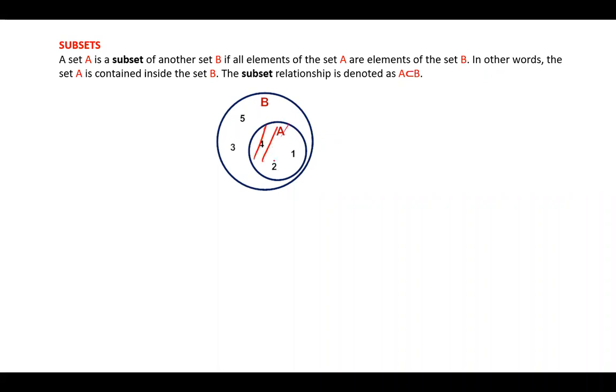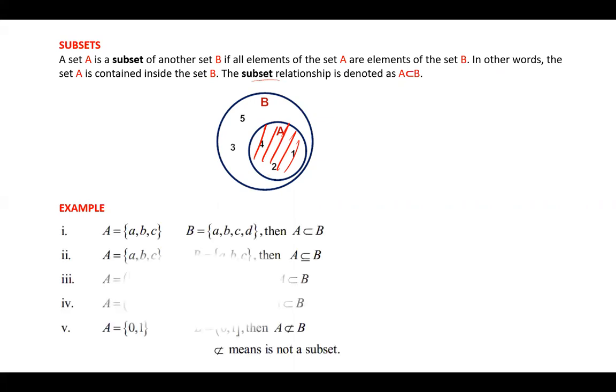All right, so subsets. Let's define this in terms of A and B. A set A is a subset of another set B if all the elements in set A are elements of set B. So if the elements of set A are elements of set B, we consider A to be a subset of set B. This one is straightforward, and these are some examples.